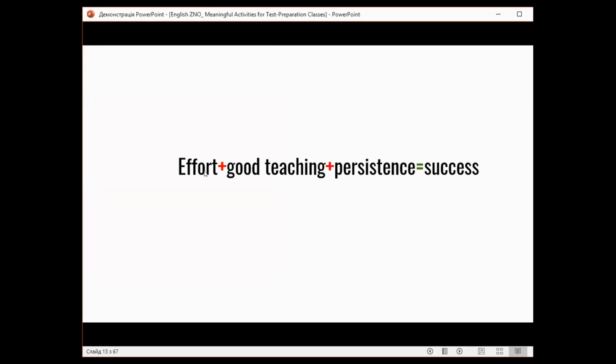So I don't know about you, but my students are often asking me, what's the best way to prepare for ZNO? And I was always telling them, you have to have motivation, you need to choose a strategy that works for you, and then you need to practice a lot. So Carol Dweck said this in a similar way, but she used different words. So she said that if you make a lot of efforts, you use good teaching, and you are persistent, then you can achieve success. Of course, not all students have the same abilities, and not all of the students will get the highest score on the test. But if you work hard, you know, the success is very possible.